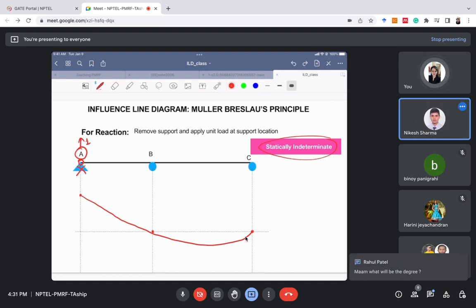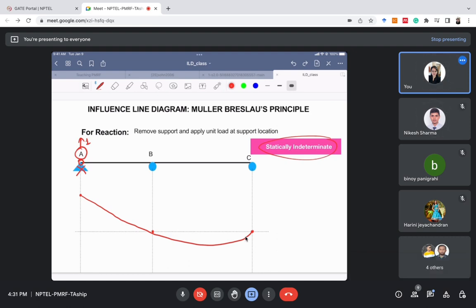It will also be curved. It's always curved for an indeterminate problem. So let us join everything. But you will just get an idea of how the ILD will look for a statically indeterminate problem. You cannot calculate the exact values because it is curved and at every point it is changing, so you cannot calculate the exact value.